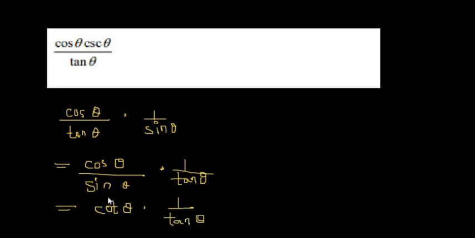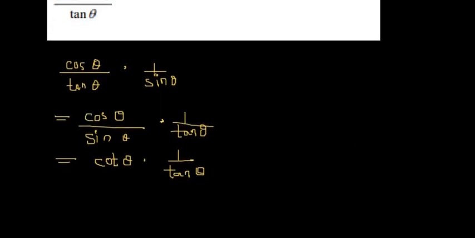And you can either change the cot to tan, or you can change the 1 over tan to cot. So in this case, I'm just going to change the 1 over tan to cot. So you can get the answer as cot theta. And this is the reciprocal identity. 1 over tan theta is again cot theta. So cot theta times cot theta gives you cot square theta.